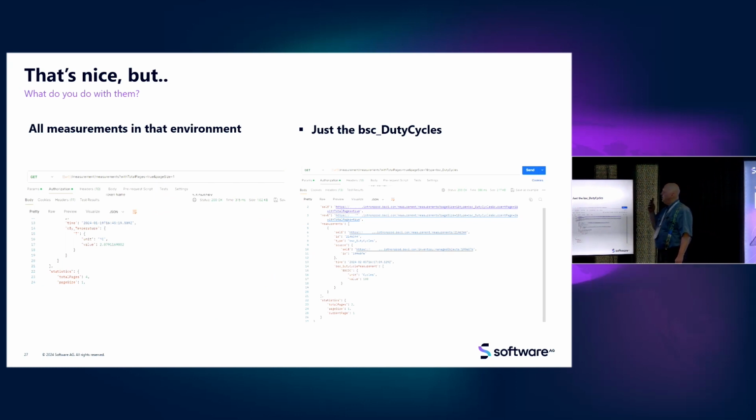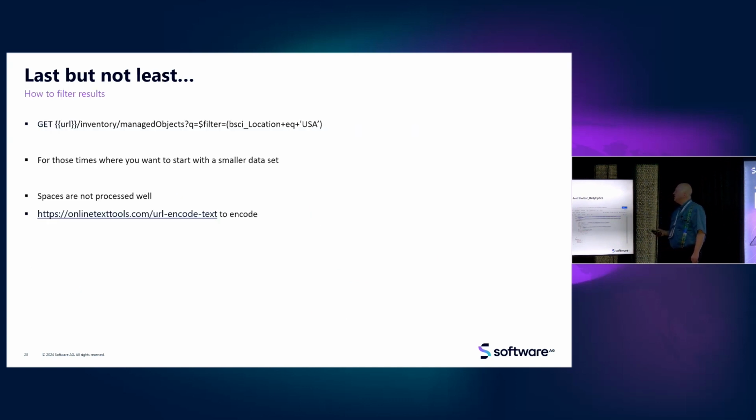And now I can either do a get of all the results measurements, or I can just do this and get just the BSC duty cycles I created, which we can see here is the type of BSC duty cycles. And last but not least, I can filter, which is also a great way to get information, just to cut slogging down through that stuff. A filter lets you grab information that otherwise you can't get based on the type of event or the key. So in this case, I'm looking for one where the BSI location equals the USA. And that gives you a smaller data set to work with. Spaces aren't processed well, but if you need to encode it, there's a good way you can grab that online and do that.